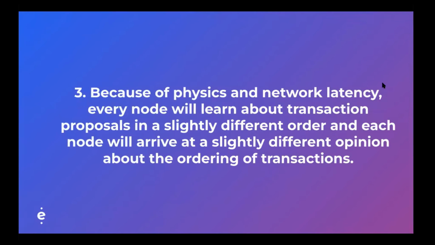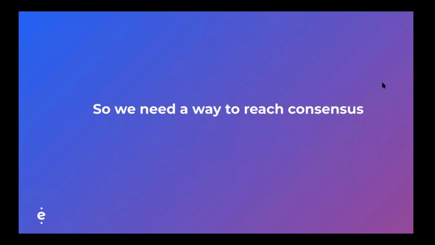And because of the physics of doing stuff, latency, every node will learn about something in a different order. So reaching consensus becomes hard. My conclusion of this little section is that consensus is hard. Every blockchain has to take an opinion on consensus and how to do it. How does Tezos do it?